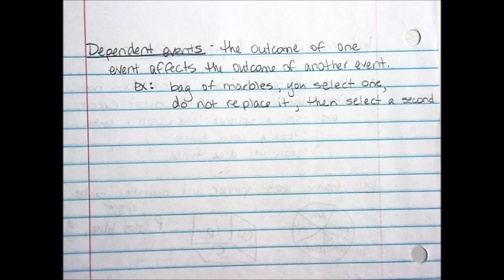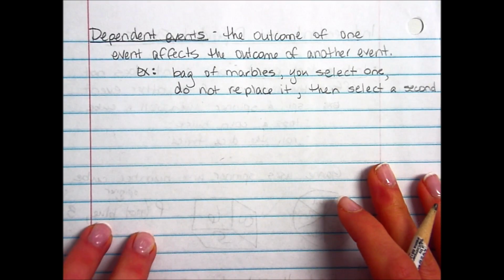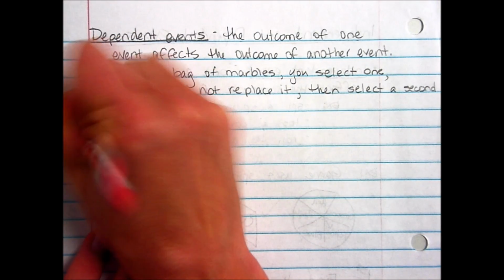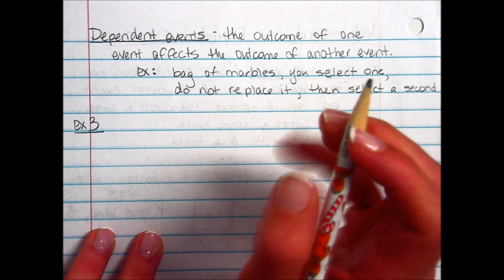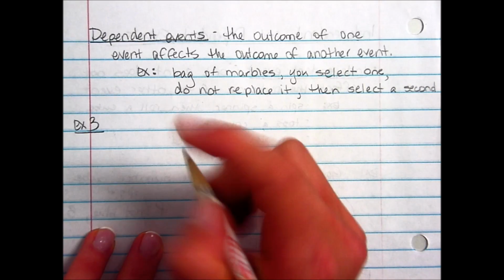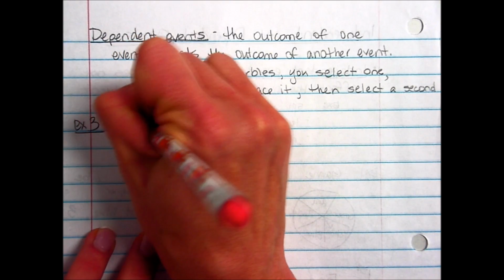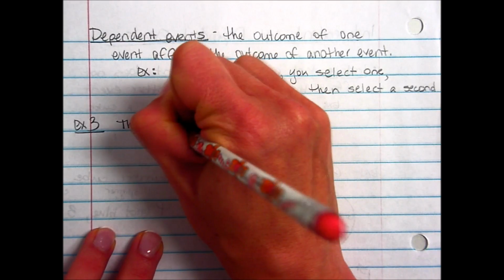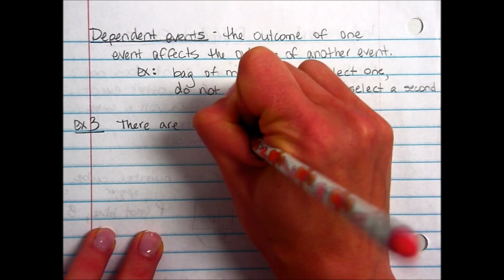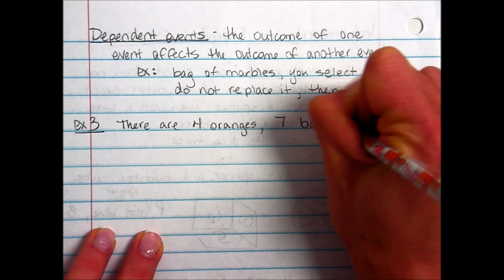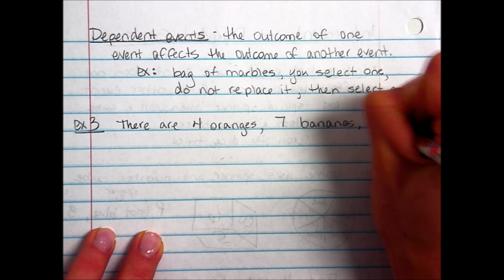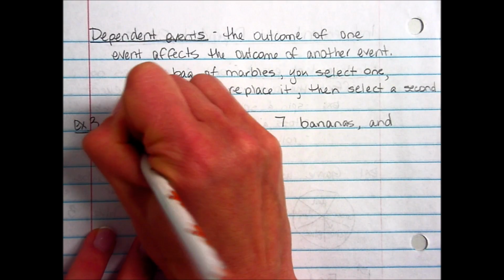Okay, so for example 3, the directions are a little lengthy, but we'll use the same directions for all of our examples, so we won't have to rewrite those. Okay, so we got a fruit basket, and people can choose from the fruit basket whichever piece they'd like. All right, so in the fruit basket there are 4 oranges, 7 bananas, and 5 apples.